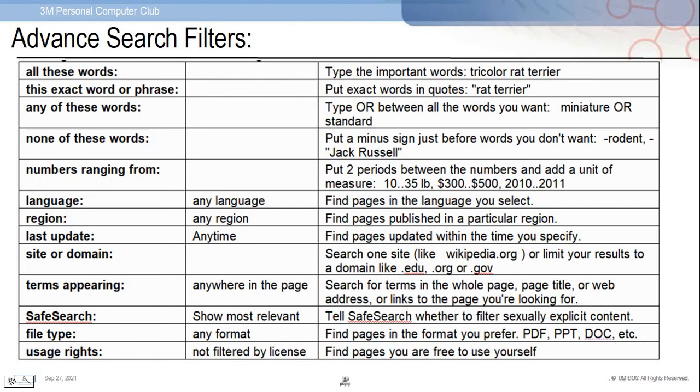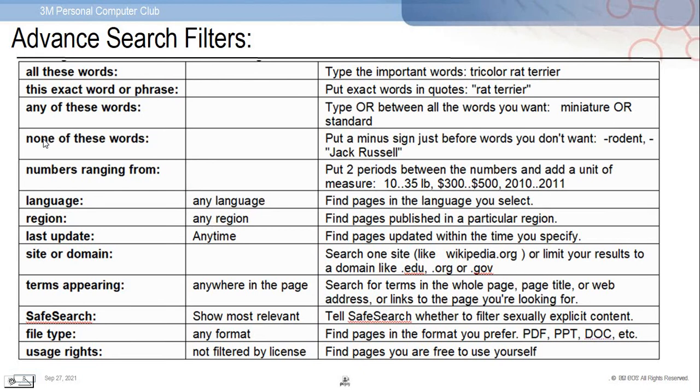Then you have any of these words, where you can put an or in between. When you use all the words, it means all those words have to be on the page that it shows you as a result. But if I wanted it to say miniature or standard, I could put the or in there, and then it would show me pages that might have miniature but don't have standard, or might have standard and don't have miniature. So one of those words is on there.